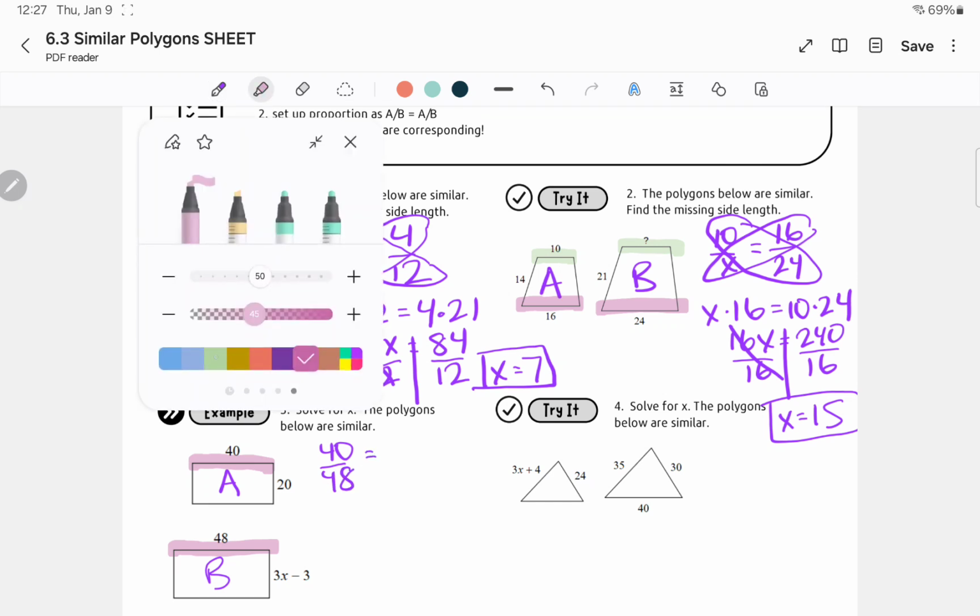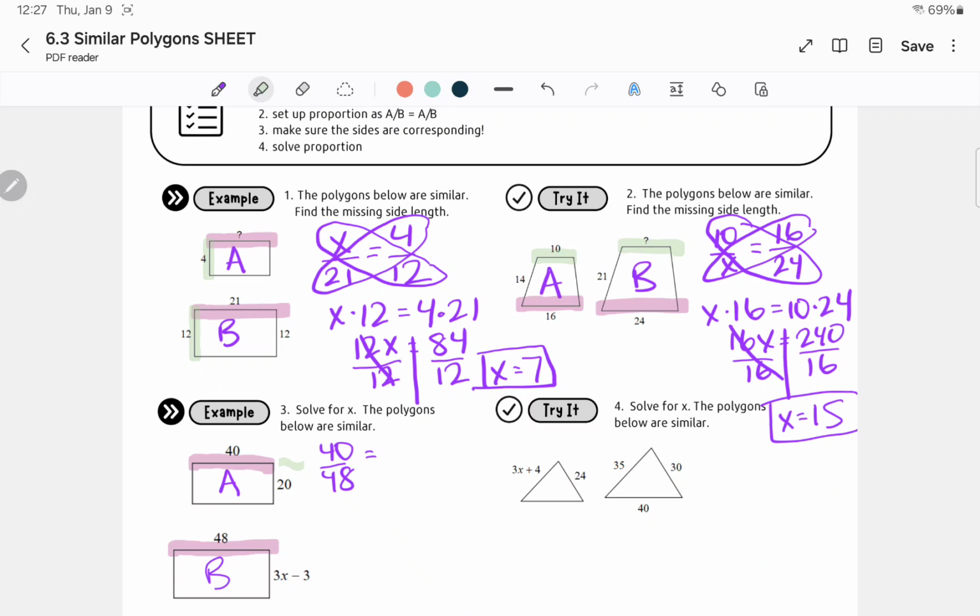Then my next corresponding pair would be 20 and 3x minus 3. So that's going to be equal to 20 over 3x minus 3. And now I'm going to butterfly. So I have 40 times 3x minus 3 is equal to 48 times 20.